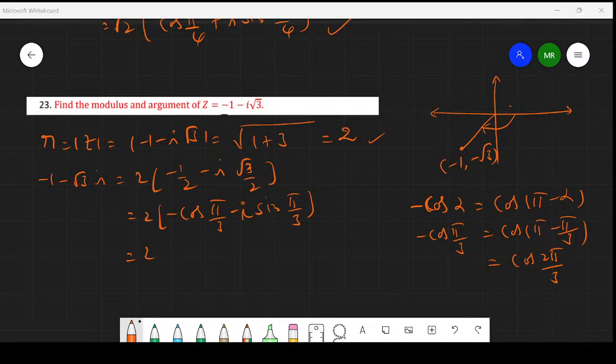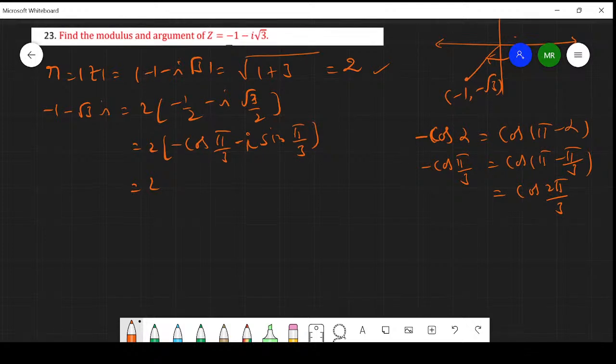So 2 into minus cos 2 pi by 3, you write cos 2 pi by 3 minus i sin 2 pi by 3, taking the same angle. That's over now, and in 2 steps it will be completed. This is the last problem. But I suggested you, in the third quadrant, you should get a negative angle. We know cos of minus theta is cos theta.